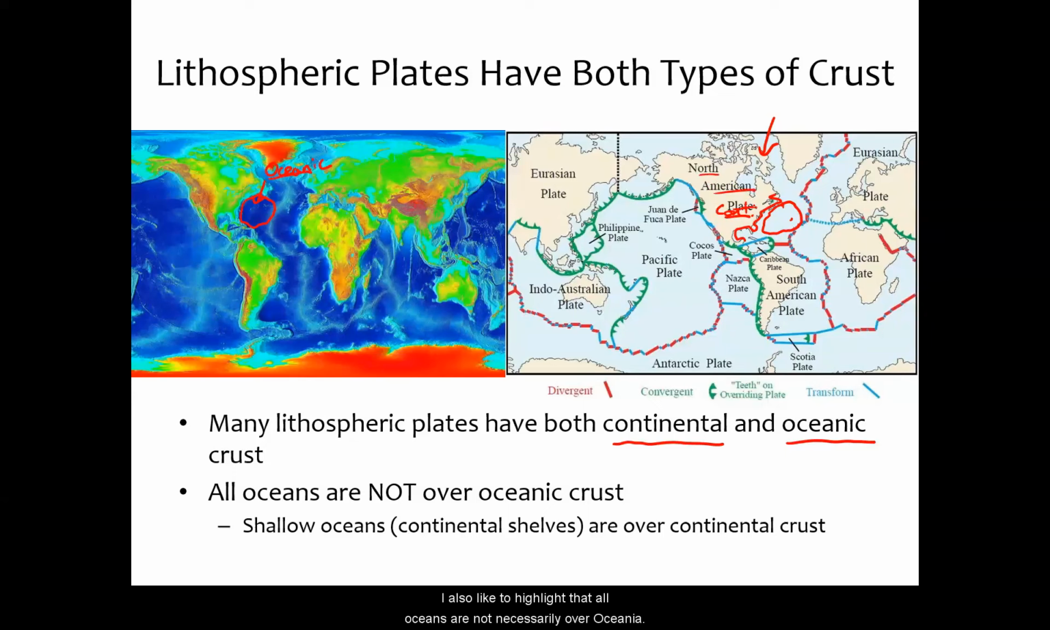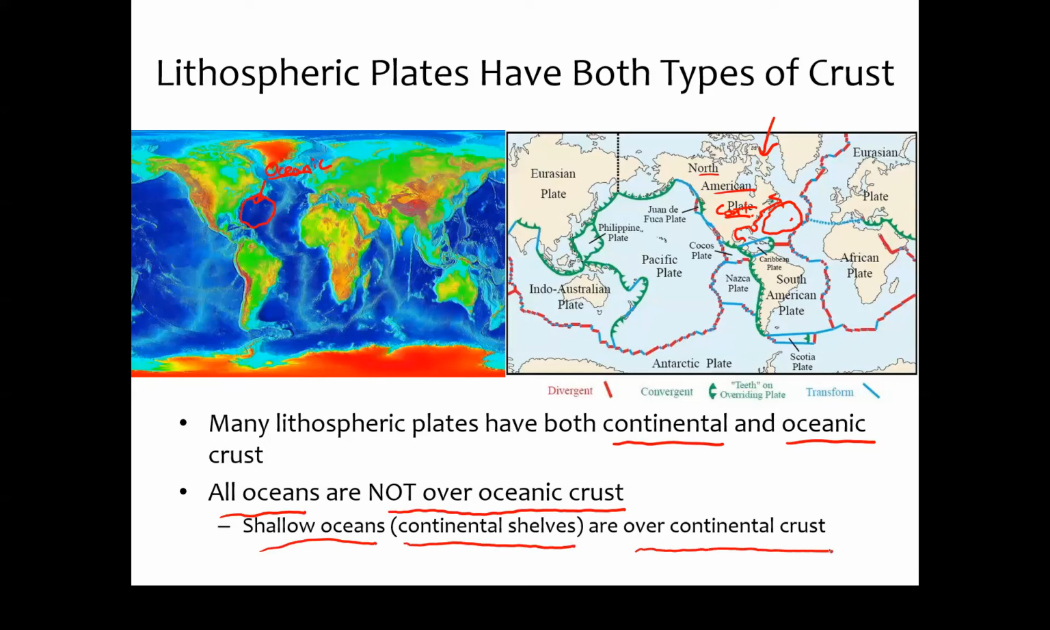I'd also like to highlight that all oceans are not necessarily over oceanic crust. So the very shallowest parts of the oceans, those continental shelves right offshore in many places, are actually over continental crust. On this map, we can see them, they're the light blue bits right here. Those are the shallow seas. And we can see them off the eastern coast of the US and part of the western coast of Florida there and the Gulf Coast.